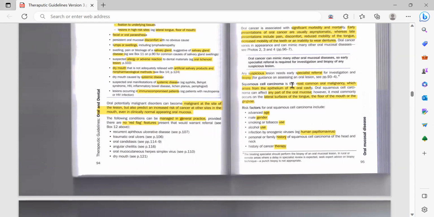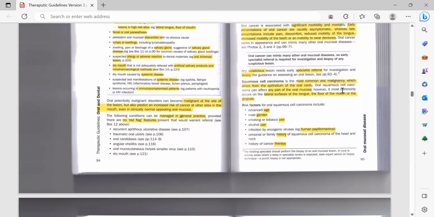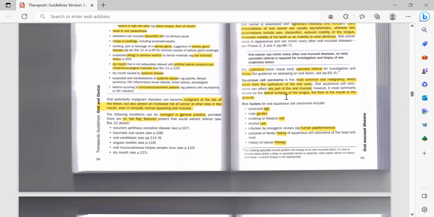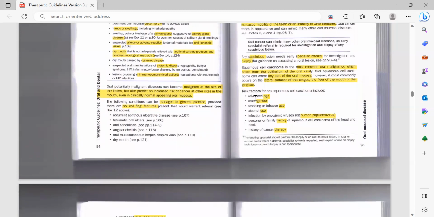Okay, then squamous cell carcinoma is the most common oral malignancy, which arises from the epithelium of the oral cavity. Oral squamous cell carcinoma can affect any part of the oral mucosa. However, it most commonly occurs on the lateral surface of the tongue, the floor of the mouth, or the gingiva. So that's the reason these are high risk sites. So you need to be more cautious if there is any lesion or any ulcer on these sites.